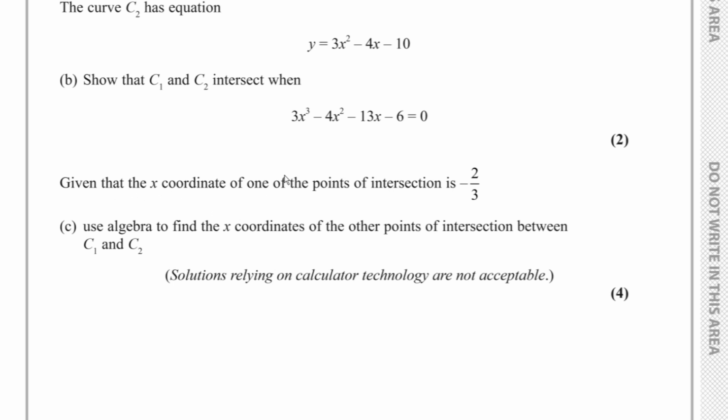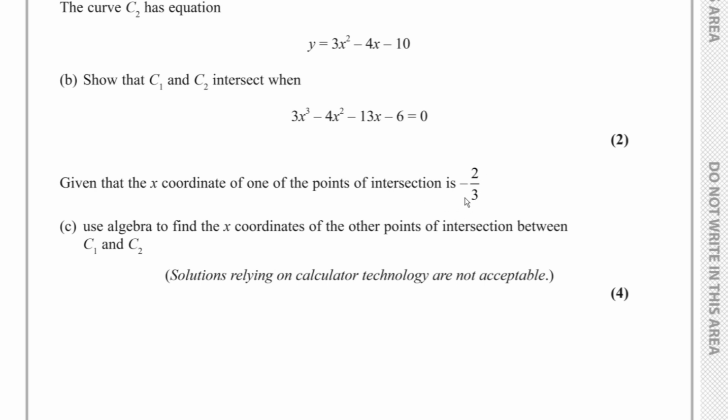Given that the x-coordinate of one of the points of intersection is negative 2/3, part C, use algebra to find the x-coordinates of the other points of intersection between C1 and C2. Well, if we solve 3x cubed subtract 4x squared subtract 13x subtract 6 equals 0, we end up with a solution x equals negative 2/3.